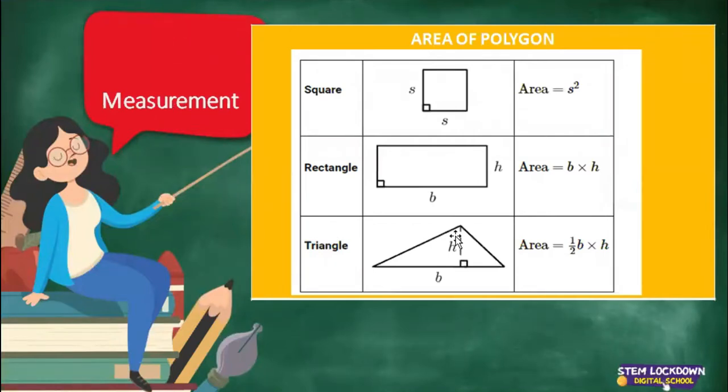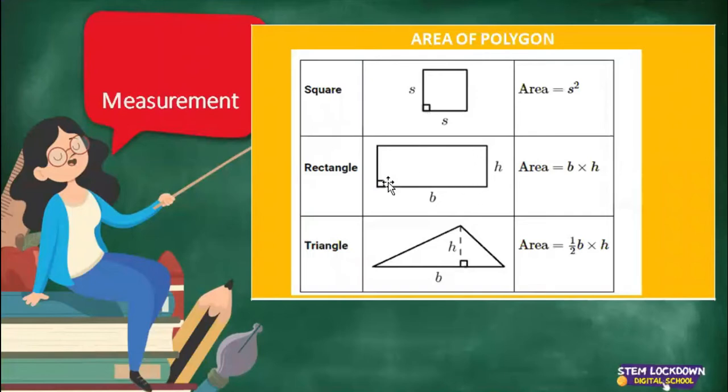Area of polygons. We talk about the square. A square is a 2D shape with equal sides. In a square, all sides are equal. The area of a square is side squared, side times side. For a rectangle, this is how a rectangle looks. You have the breadth and then you have the length or the height.